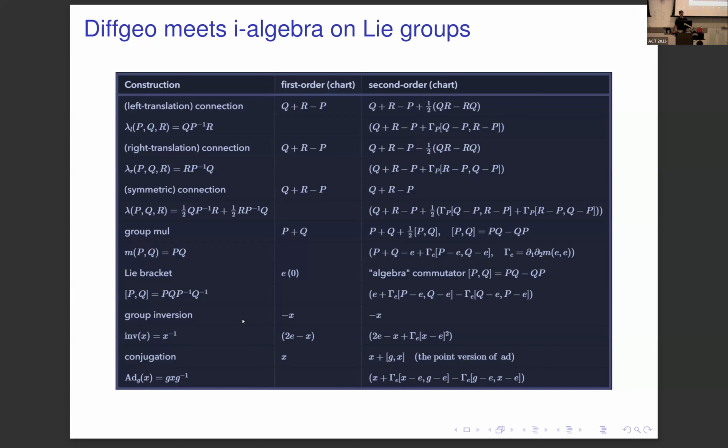When you look at the group multiplication, you see that in first order this is just addition. This is something we're also familiar with from formal groups. When I'm looking at it in second order, I'm getting the Baker-Campbell-Hausdorff formula, at least up to second order. And that bracket is the Lie bracket of points, which I can use to actually construct a Lie bracket of tangent vectors.